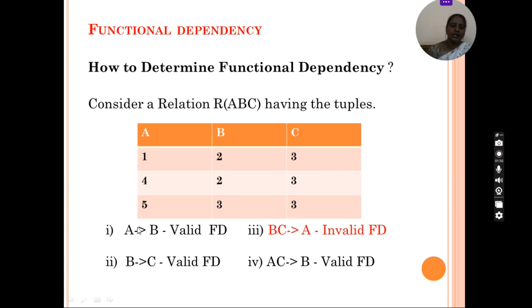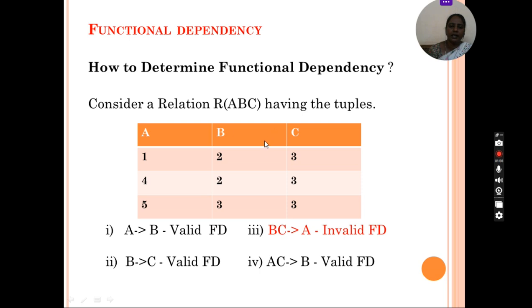Here the first case: A determines B. Yes, we can take these two columns A and B. Here A is a unique identifier, so it is definitely determining B. So it is a valid functional dependency. The second one: B determines C. Here B value is repeating, and C also has the same value. So it is also a valid functional dependency.